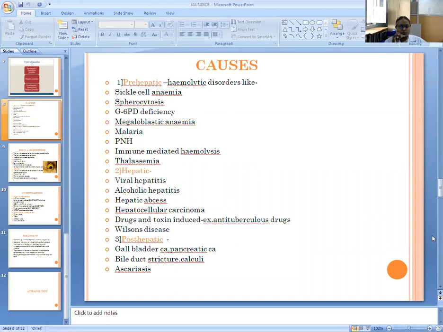Post-hepatic causes include obstructive jaundice. The obstruction can be in the gallbladder, in the cystic duct, or in the bile duct. It includes calculi or malignancies in the gallbladder. The obstruction is either in the form of calculi.